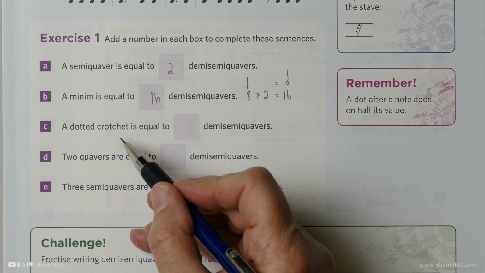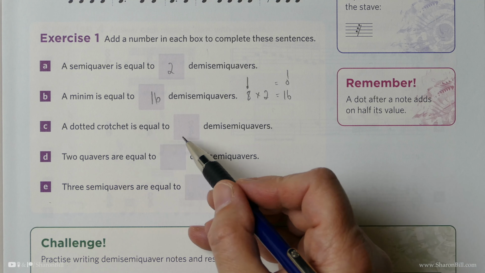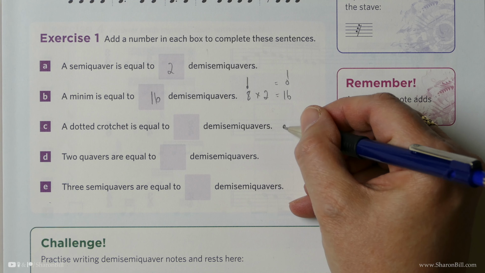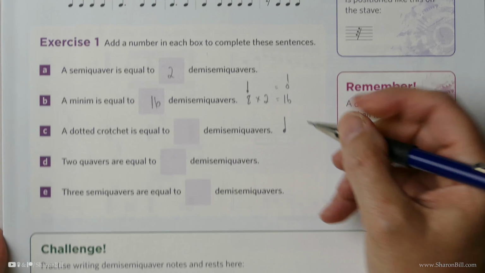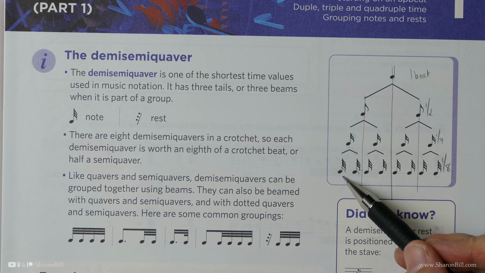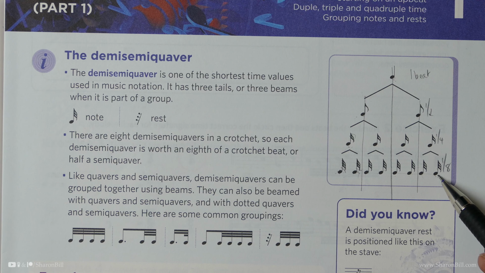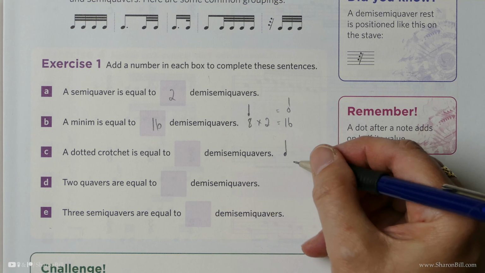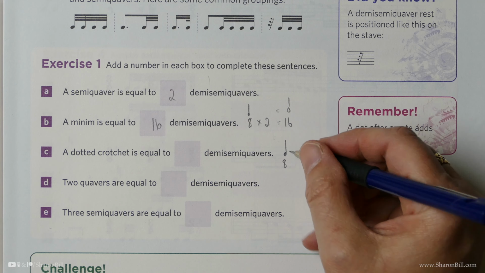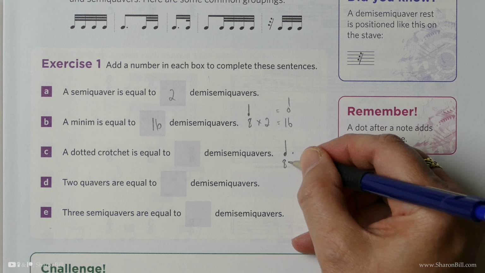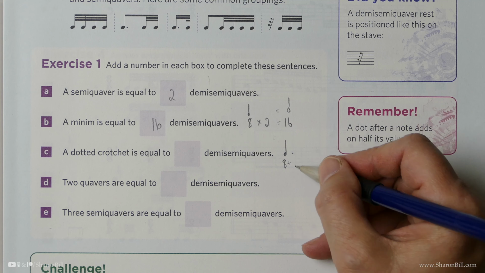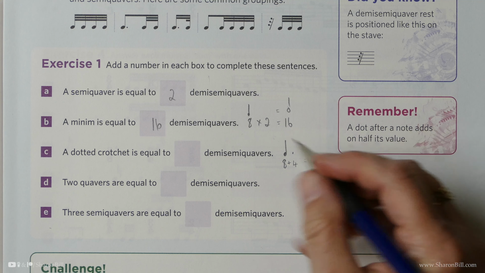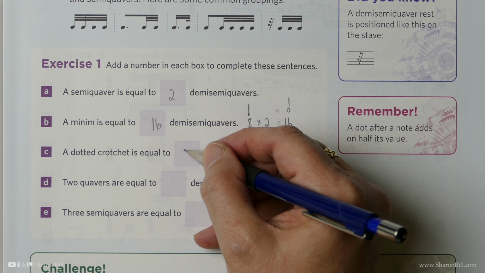Now then, we've got to think a little bit more about this. A dotted crotchet is equal to how many demisemiquavers? So let's think about this. So here's a crotchet, and we know that 1 crotchet divides into 8 demisemiquavers. And so there's our 8. And then the dot is half as much again, and so half of 8 is 4. So altogether that would be 12 demisemiquaver beats.